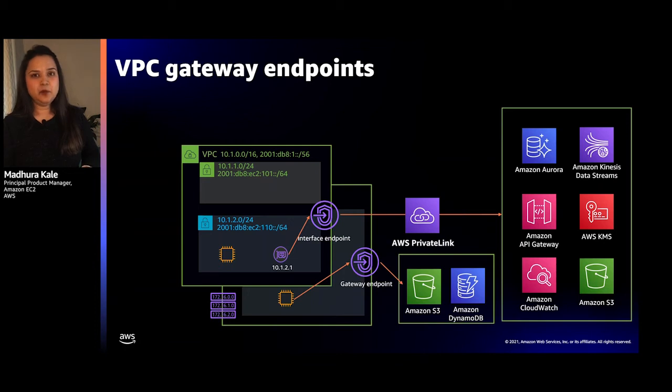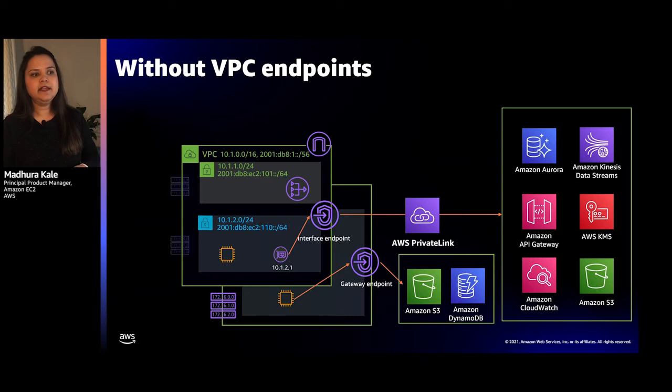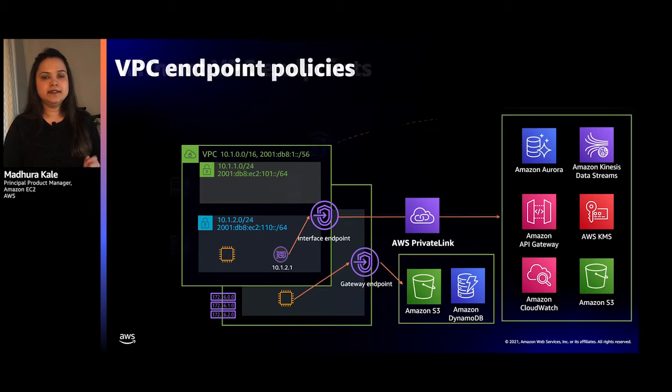Without VPC endpoints, so if you didn't want private connectivity to services, you can go the route we started at the beginning of this section, where you have an internet gateway, you have a NAT gateway, and then you update your route tables, and off you go to these services. Doable, but VPC endpoints also come with an advantage. That's that security alert icon. Aren't you glad we have those?